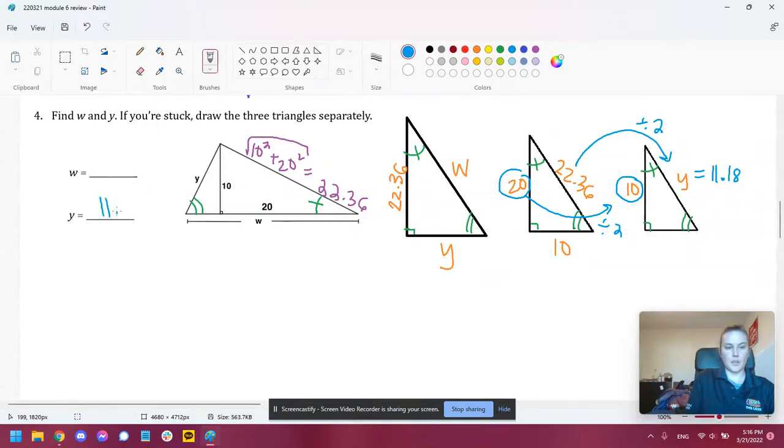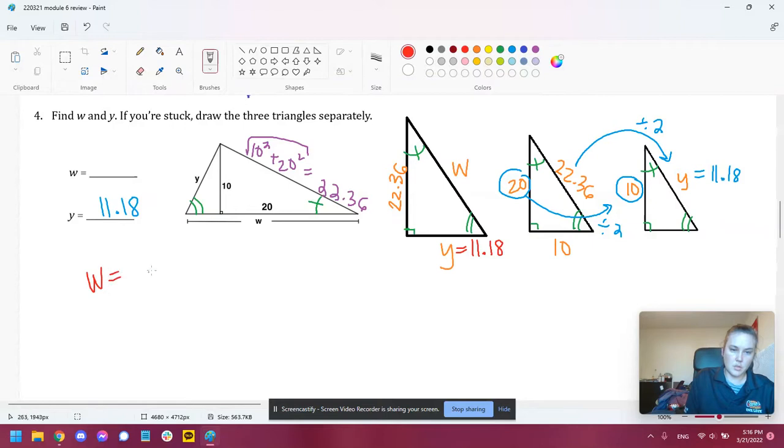You get that Y is 11.18. Nice. Once I get Y, I can plug that in everywhere Y shows up in my diagram. And then once I plug in Y for this biggest triangle, I can either do the scale factor from 20 to 22.36 and then multiply the same thing here, or I can do the Pythagorean theorem on this triangle. I'll do the Pythagorean theorem.